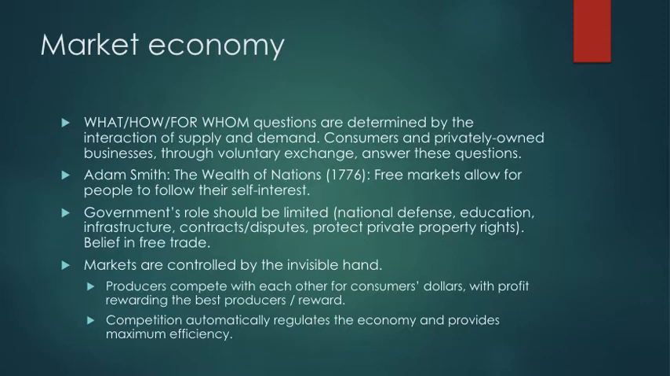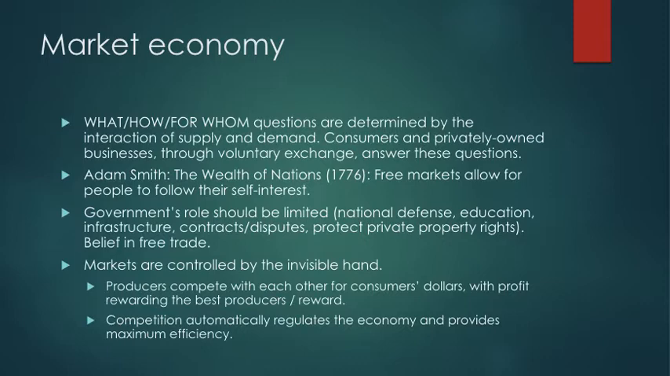Basically, the government may provide some basic things like national defense or education or infrastructure, but the main role of government in a market economy is to do two things: settle contracts and disputes between people over property, and protect private property rights. Each person is allowed to accumulate and maintain their own property, and they can voluntarily exchange it for other people's property. And so it is individuals who own the land, labor, and capital rather than government in a market economy.